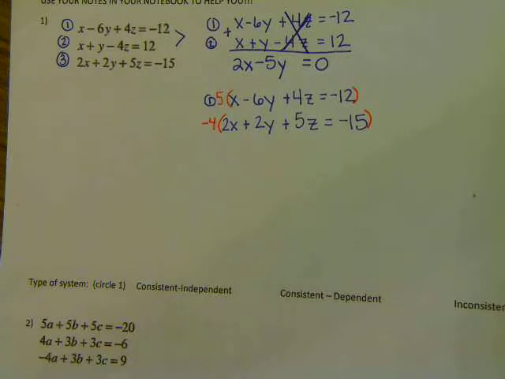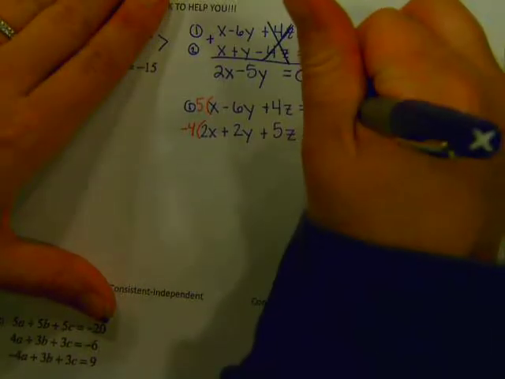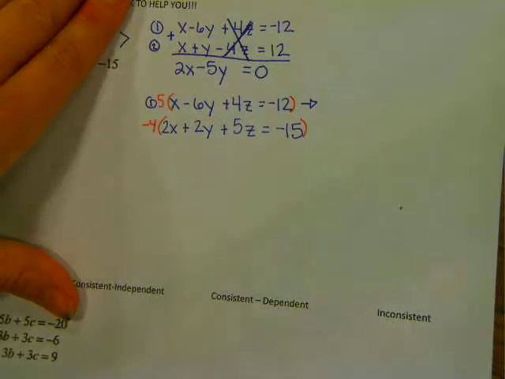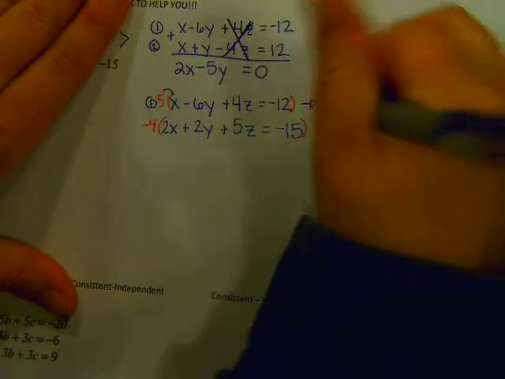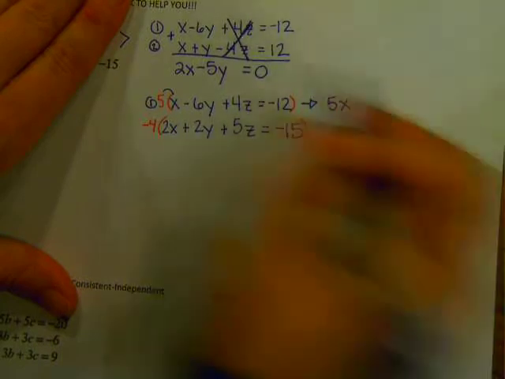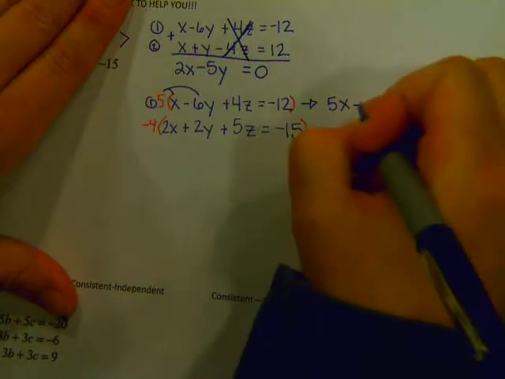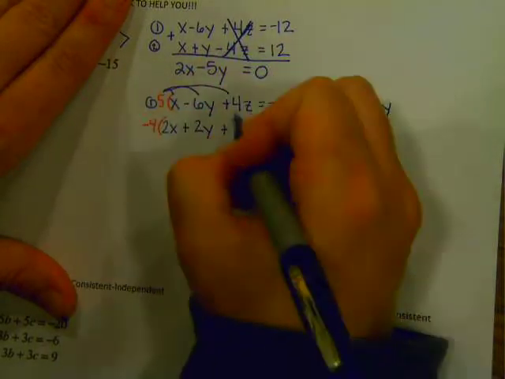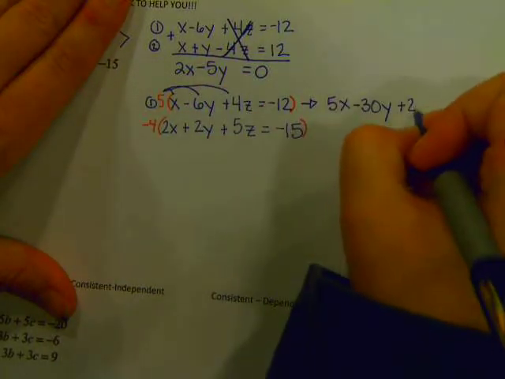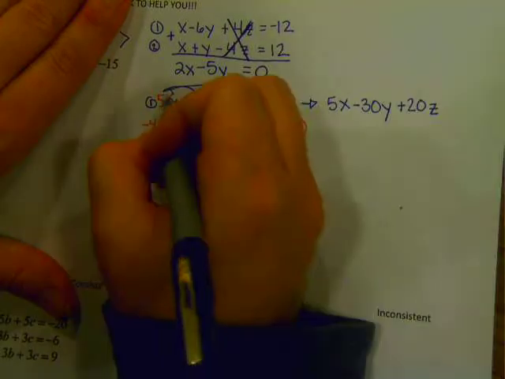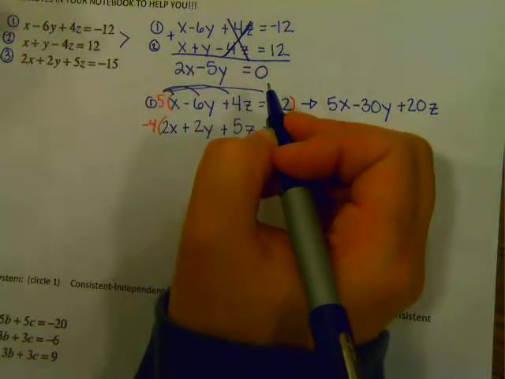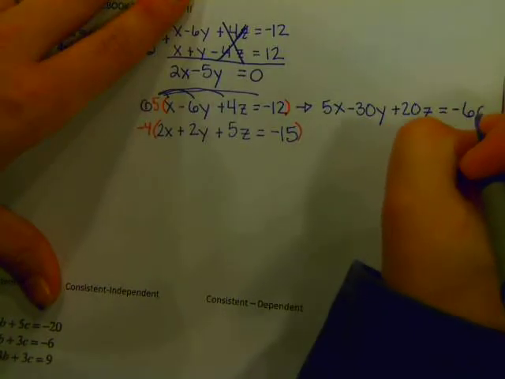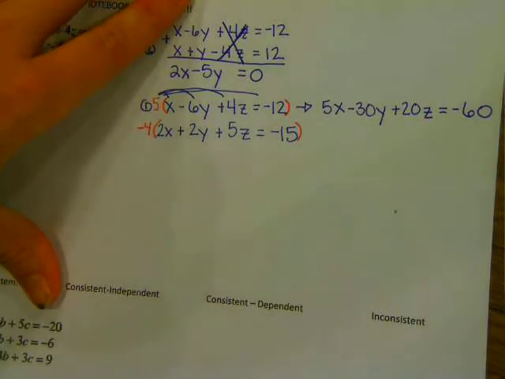Then, using the calculator, I'm going to draw my little arrow to show I changed that equation, and I'm going to distribute. So 5 times x is 5x. 5 times negative 6 is negative 30y. 5 times 4 is 20z. And then don't forget 5 times negative 12, equals negative 60. So that's changing just the first equation right now.